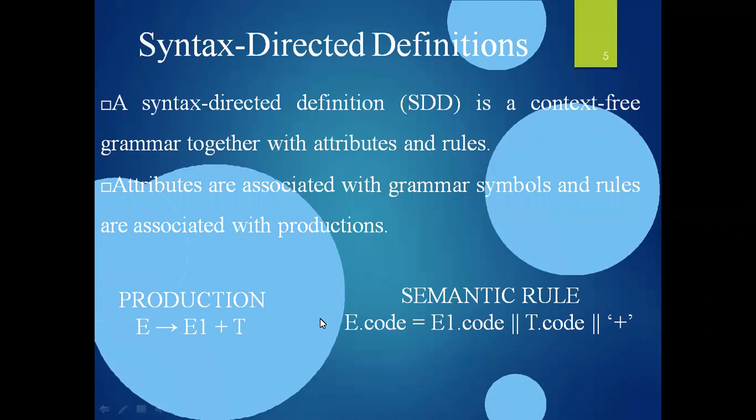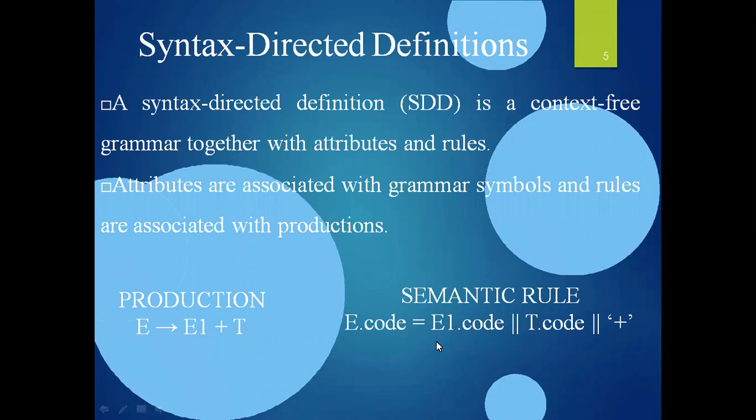I'm taking this production. Now I am implementing the semantic rule for this production, only for this production. What it means is, here I define the values of the attributes for the given input string. My input string is E tends to E1 plus T.